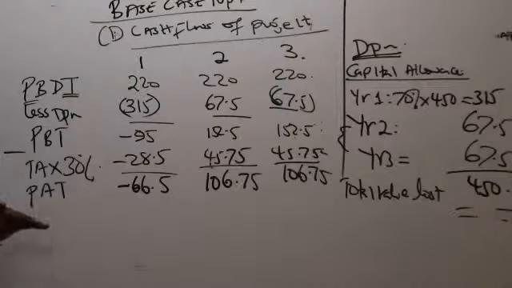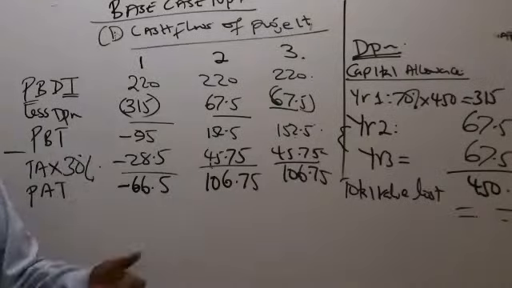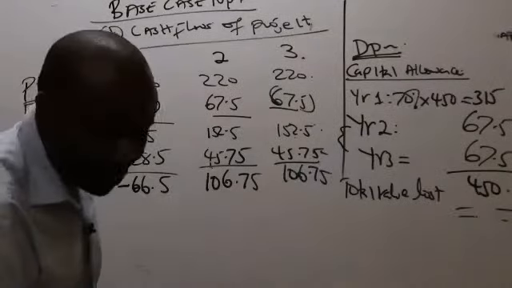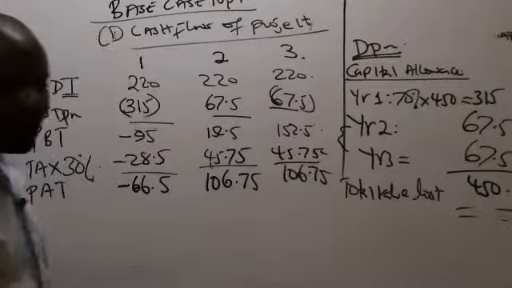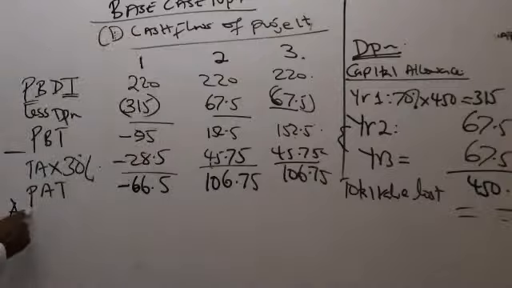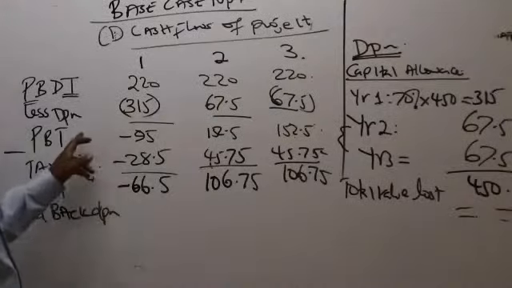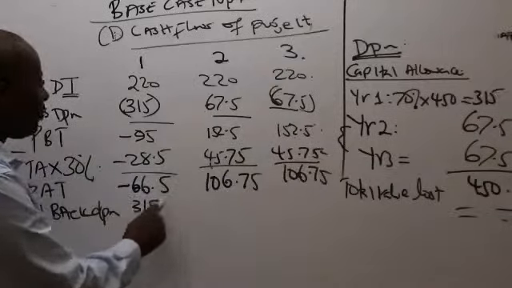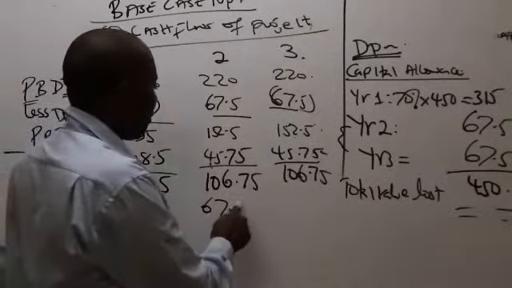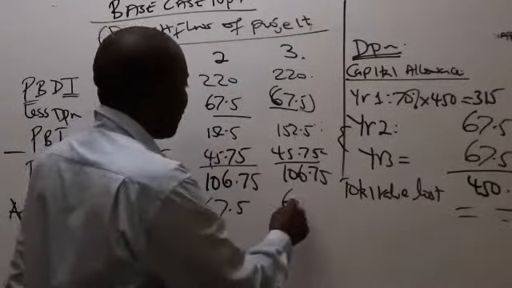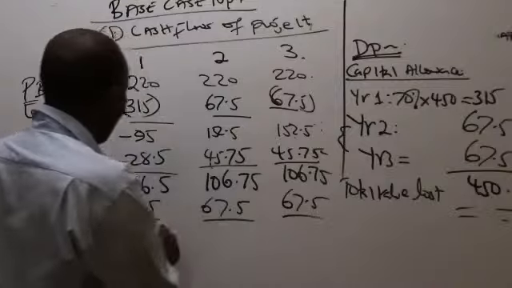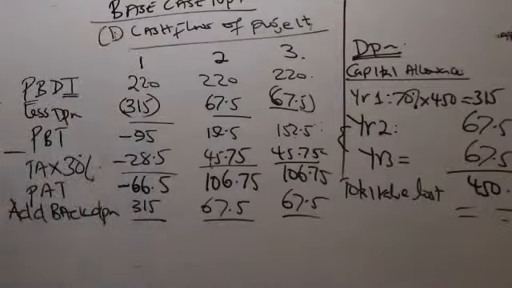Having gotten profits after taxes, ladies and gentlemen, what do you think should be the next thing to be done? We add back depreciation, yes. So when you add back depreciation, what figures do we have? We have 315, we have 67.5. Could you kindly give me these figures, ladies and gentlemen?